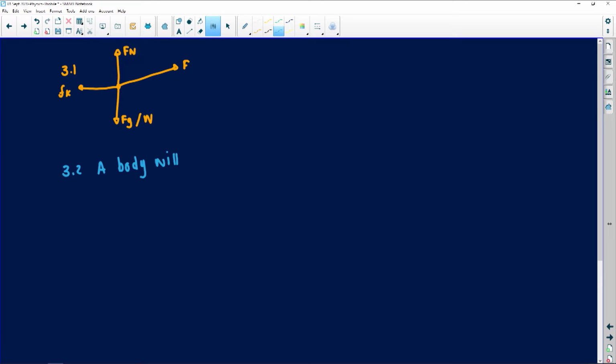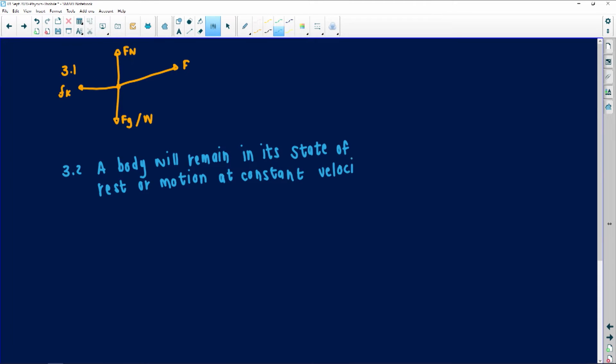A body will remain in its state of rest or motion at constant velocity unless a non-zero resultant or net force acts on it.